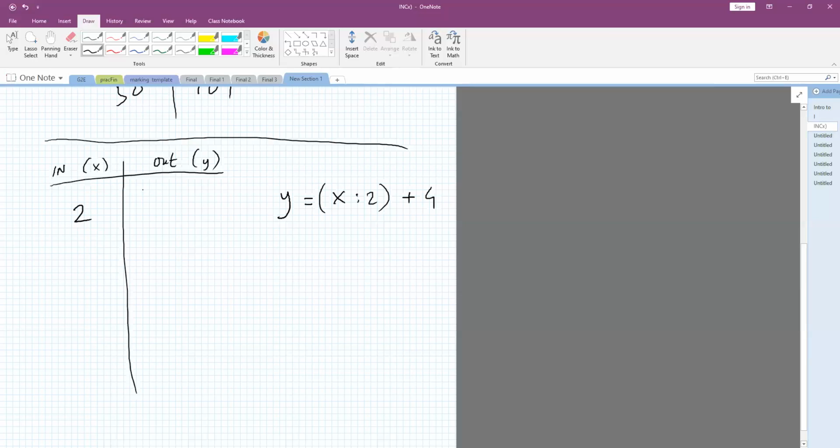5. How did you get the number? I divided it by 2, which is 1, and then added 4. Very good. Now, how about if the x value is 6? So basically 6 divided by 2, and then you add 4.